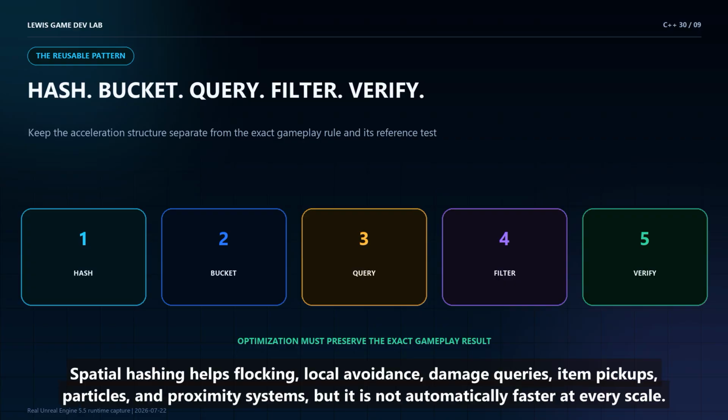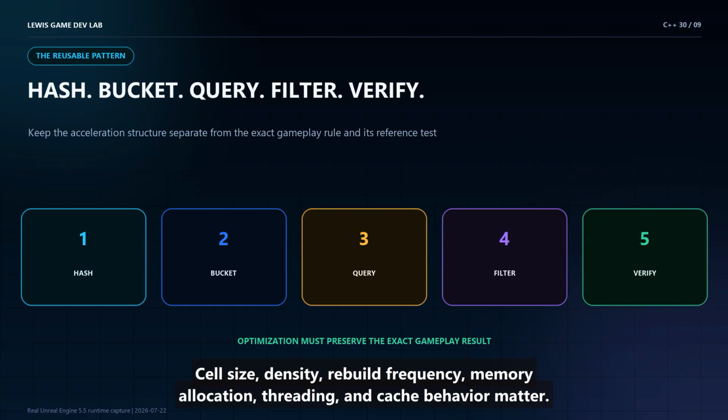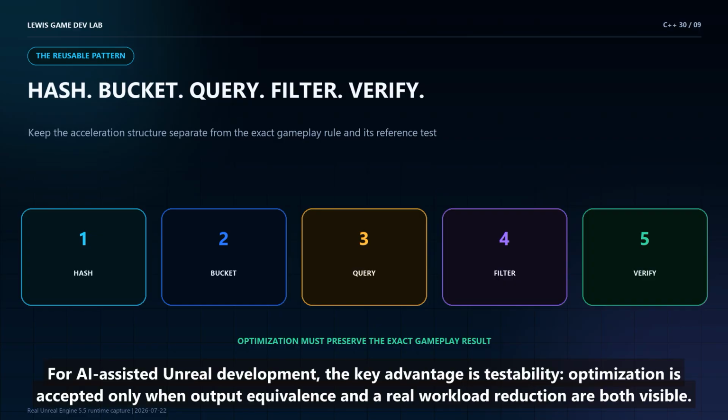Spatial hashing helps flocking, local avoidance, damage queries, item pickups, particles, and proximity systems, but it is not automatically faster at every scale. Cell size, density, rebuild frequency, memory allocation, threading, and cache behavior matter. For AI-assisted Unreal development, the key advantage is testability. Optimization is accepted only when output equivalence and a real workload reduction are both visible.